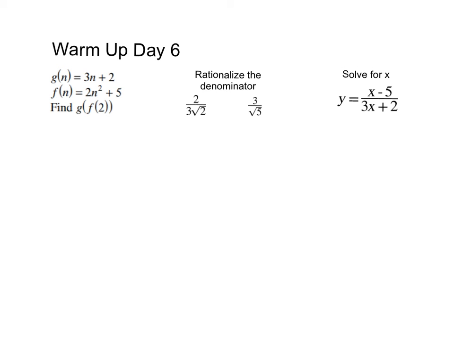Okay, welcome back. Let's take a look at this first one. We want to find g of f of 2. So that means I got to plug the 2 into the f function first. So f of 2 is equal to 2 times 2 squared plus 5. 2 squared is 4. 4 times 2 is 8. Plus 5 is 13.